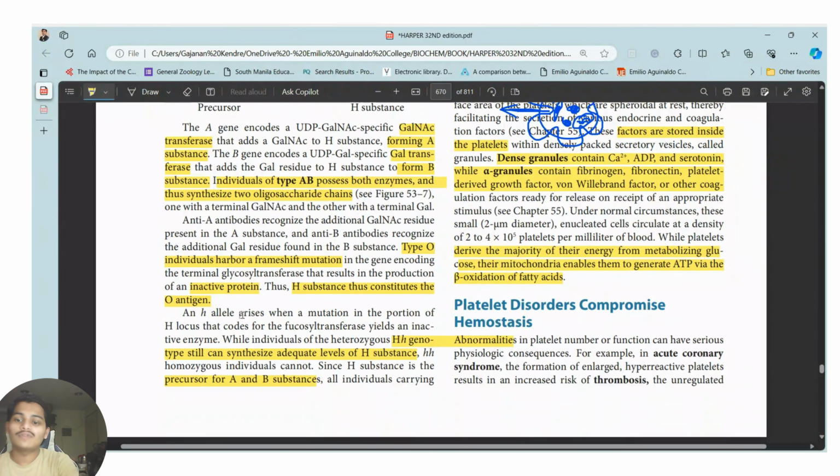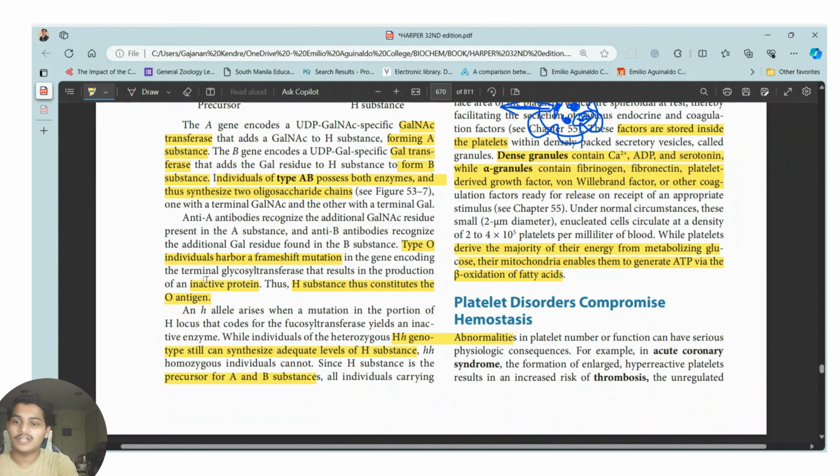And then type O will harbor a frameshift mutation in the gene encoding the terminal glycosyl transferase, which results in the production of an inactive protein. Thus, the H substance constitutes the O antigen. There is a frameshift in the case of type O. There will be a frameshift mutation in the encoding gene on the long arm of chromosome number 9, and because of this mutation the protein will become inactive, and that's the reason why the H substance constitutes the O antigen.